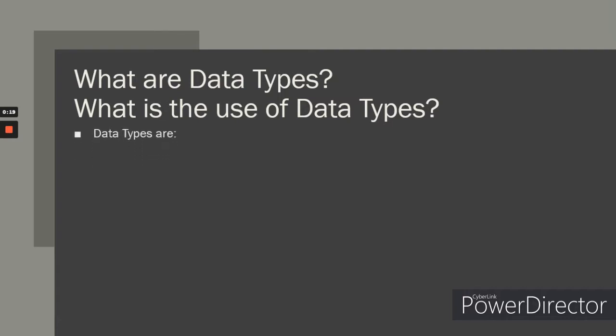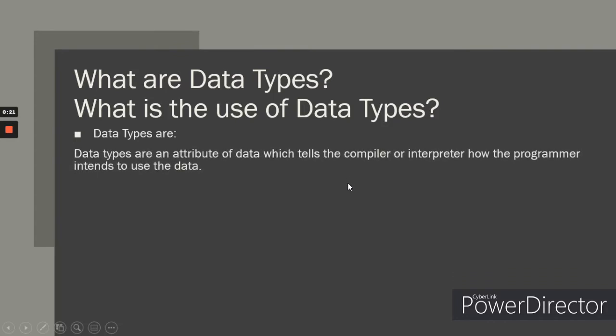First, the definition: a data type is an attribute of data which tells the compiler or interpreter how the programmer intends to use the data. If you don't know what compiler or interpreter means, then please check my previous video, what is programming, because it gives all the vocabulary you need to know. So please do check that out.